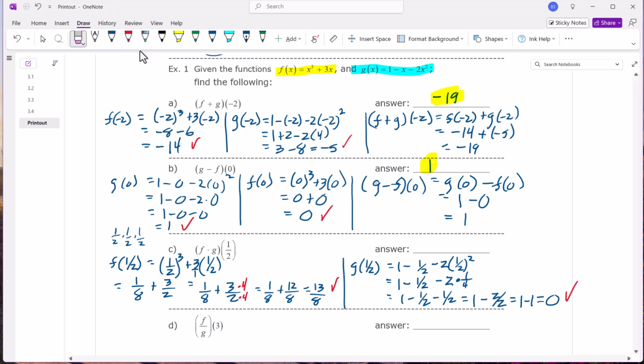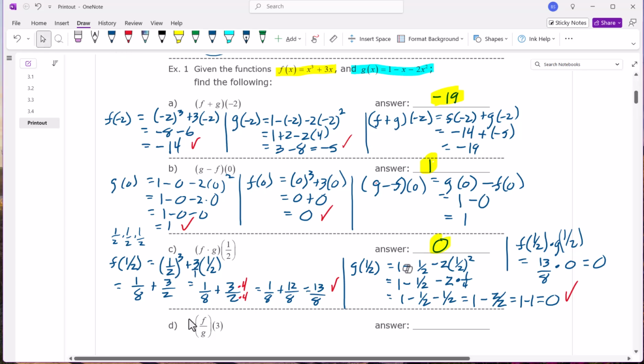Okay, so we got that done. Now what we do to finish up the problem is we do f of 1/2 times g of 1/2. So f of 1/2 was 13/8. g of 1/2 was 0. So that means the answer to that problem is going to be 0.